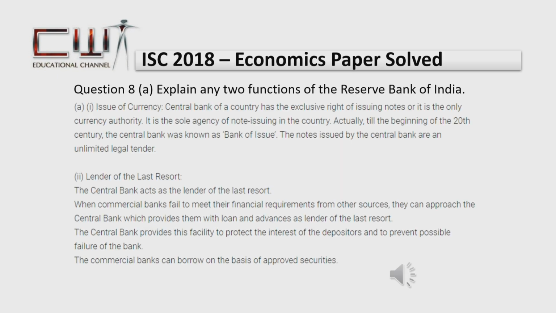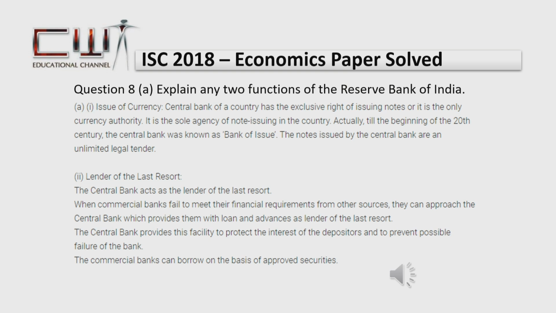Explain any two functions of the Reserve Bank of India. The two main functions of the Reserve Bank of India are, first, issue of currency. The central bank of a country has the exclusive right of issuing notes, or it is the only currency authority. It is the sole agency of note issuing in the country. Actually, till the beginning of the 20th century, the central bank was known as the Bank of Issue. The notes issued by the central bank are unlimited legal tender.